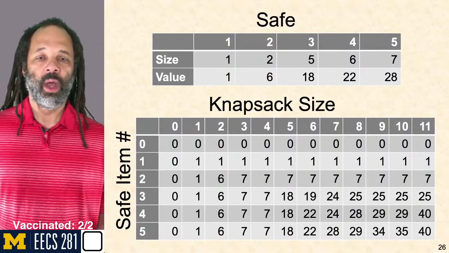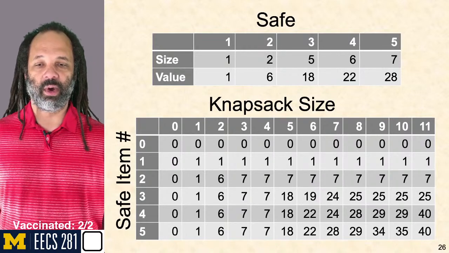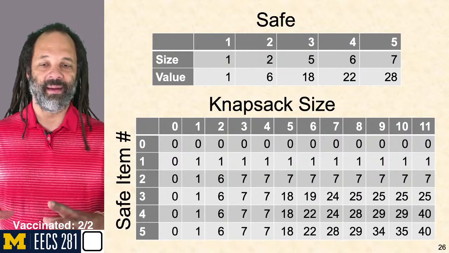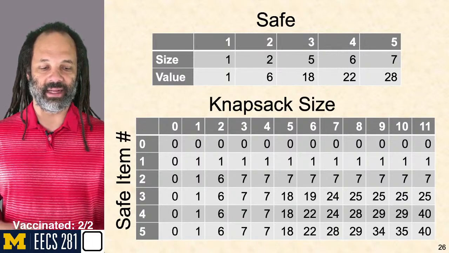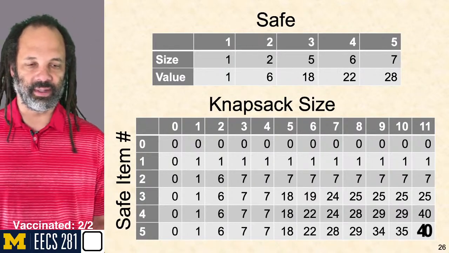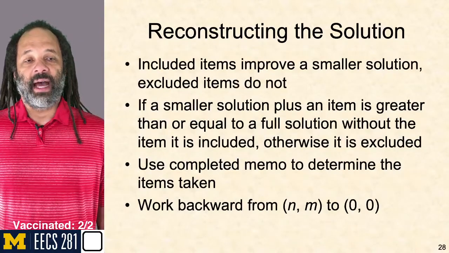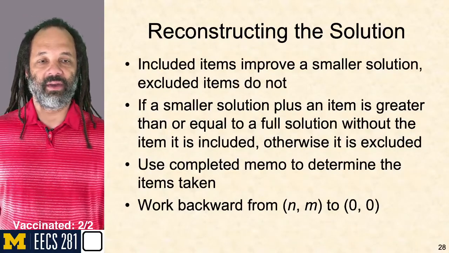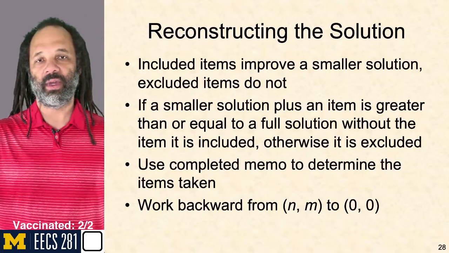When we want to know what our answer is, at the end, we just do memo square brackets m square brackets n, and that gives us 40. That's the answer. We see it there. It's 40. All right. Oftentimes, just knowing we've got the value is good enough. Many times we're just asked, what's the best value you can get out of this?